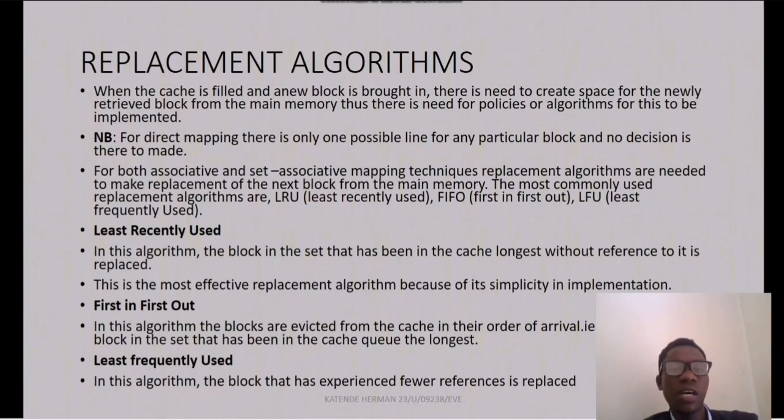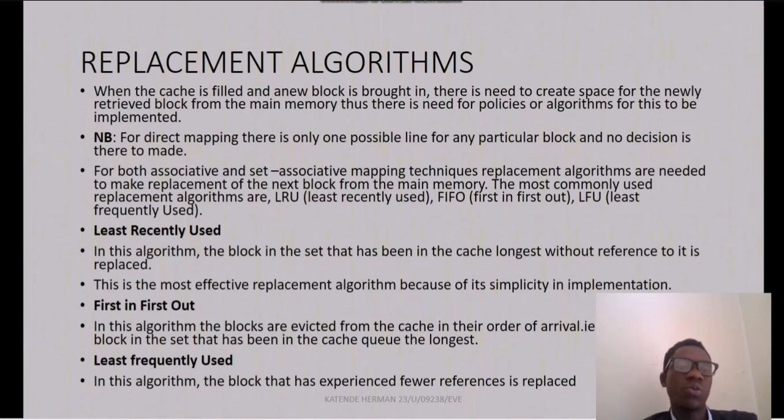First in, first out is another kind of algorithm, and in this algorithm, the blocks are evicted from the cache in their order of arrival. That is, if you have a block n that came in before the block m, when a new block comes in, block n will be replaced in that queue, like the one that came first is replaced.